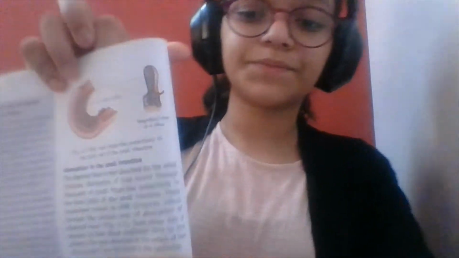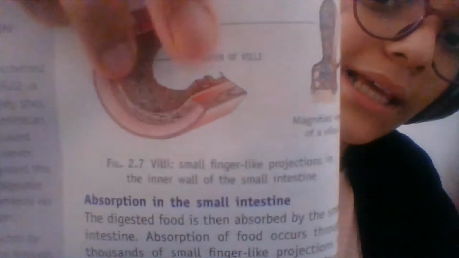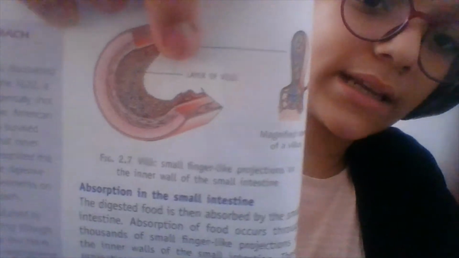So villi look like this. You can see this is the layer of villi, and then we have the blood capillaries attached to it. So the food absorbed on the surface of the villus passes into the blood with capillaries.